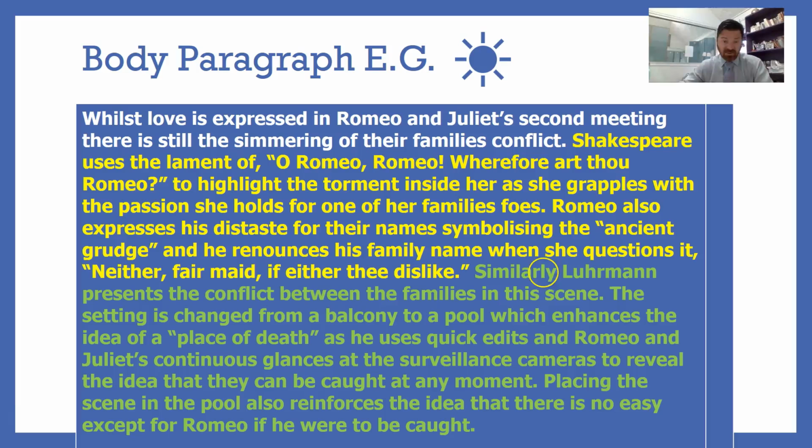Similarly, Luhrmann presents the conflict between the families in this scene. Cool. So we're saying how we're going to do it. The setting is changed from a balcony to a pool, which enhances the idea of a place of death, as he uses quick edits and Romeo and Juliet's continuous glances at the surveillance cameras to reveal the idea that they can be caught at any moment. So once again there, we've got the techniques, which is the quick edits and their continuous glances at the surveillance cameras, which reveals the idea that they can be caught at any moment.